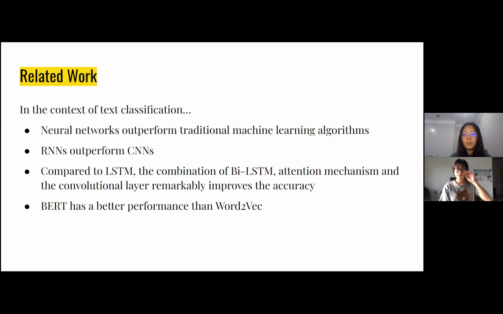Before conducting our project, we did some research on previous work. In this related work, we found that in the context of text classification, neural networks can outperform traditional machine learning algorithms, and RNNs can outperform CNNs. Also, compared to LSTM, the combination of bidirectional LSTM, attention mechanism, and the convolutional layer can remarkably improve the accuracy of models. As for word embeddings, BERT can have a better performance than word2vec.